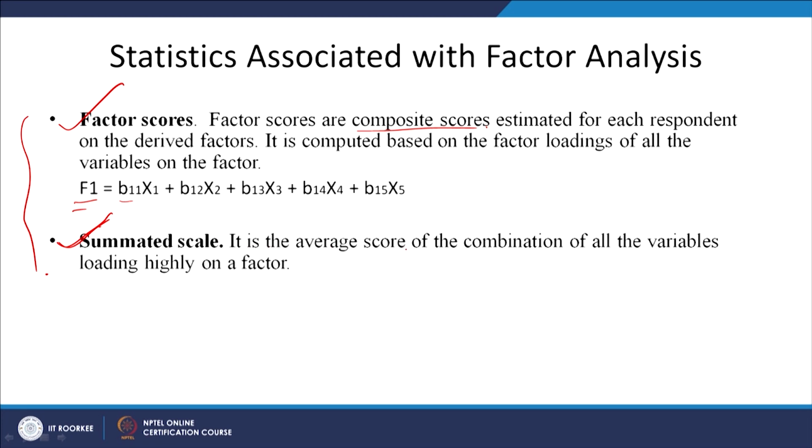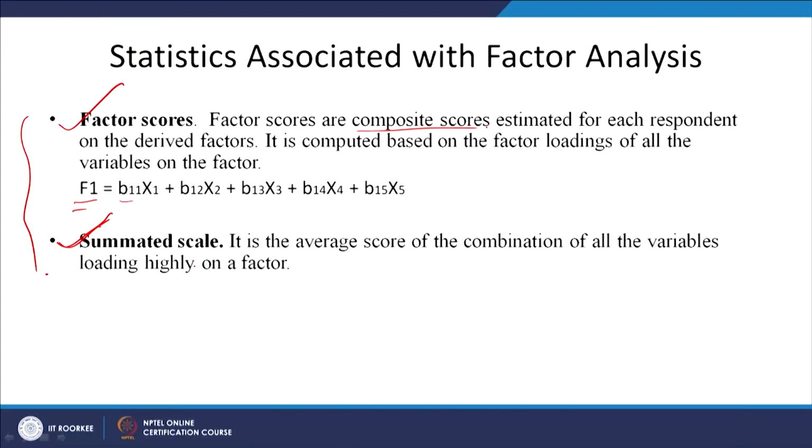The summated scale is the average score of the combination of all the variables loading highly on a factor. So, there is one difference, sorry. The factor score, I may use it as an input for a multiple regression analysis, or I may use the variable after doing a summated scale analysis. Now, what is the difference? The factor score, you remember, is derived by using all the variables used in the study, right. But the summated scale only uses the respective variables which are loaded onto the factor. Are you getting my point?